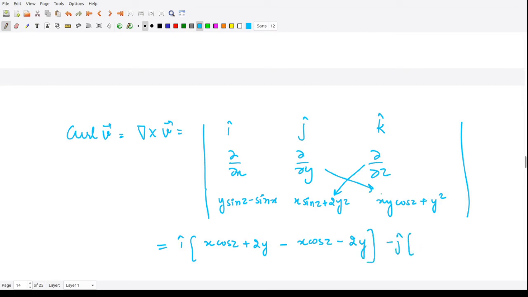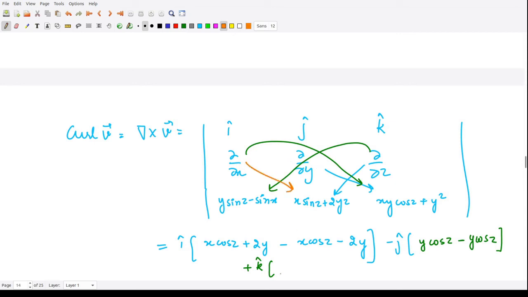For j cap, you have to apply this onto this. So that would be y cos z only, minus you have to apply this onto this, right? So you have y cos z, yes, that's it. And for k cap, what you have to do, you are to apply this onto this. So that means sin z, and this onto this. So that is also equal to sin z.